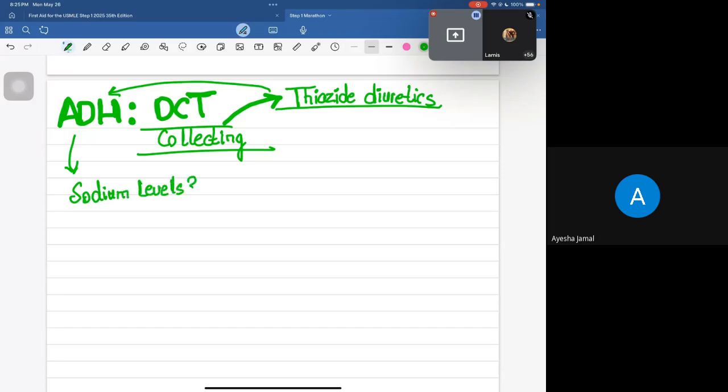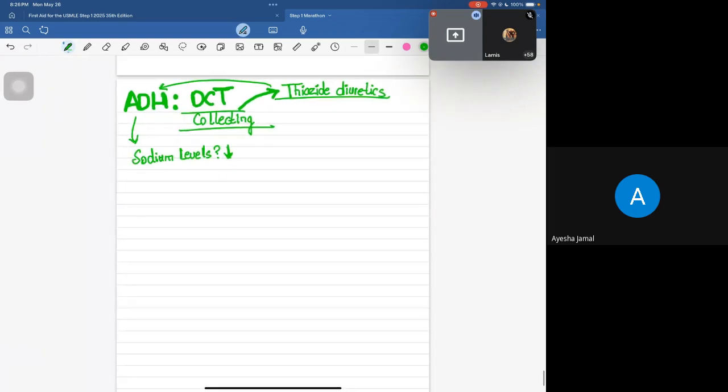Now, why is this important? This is important because there is a condition known as SIADH. SIADH stands for syndrome of inappropriate antidiuretic hormone secretion. So whenever a patient suffers from SIADH, there is going to be an increased amount of ADH in the body, and USMLE can give you a question.